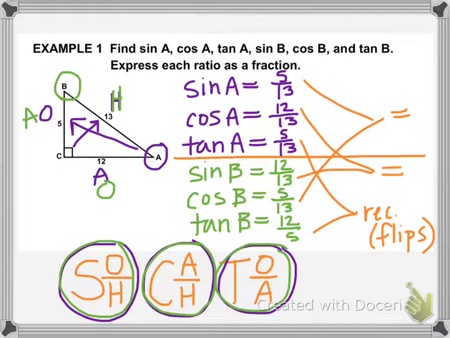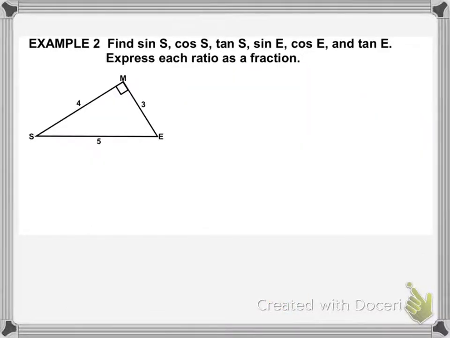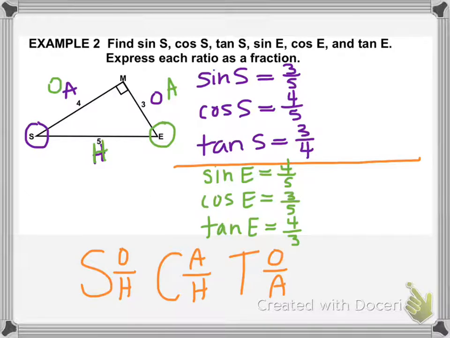All right, so now I'm going to have you guys try one on your own. So go ahead, pause the video, see if you can find the sine, cosine, and tangent from angle S, and then also from angle E. And then when you're done, press play and see how you did. All right, here are the answers. See how you did.